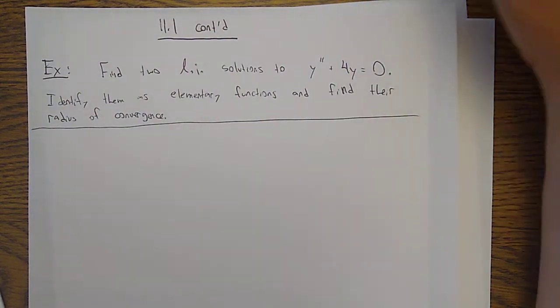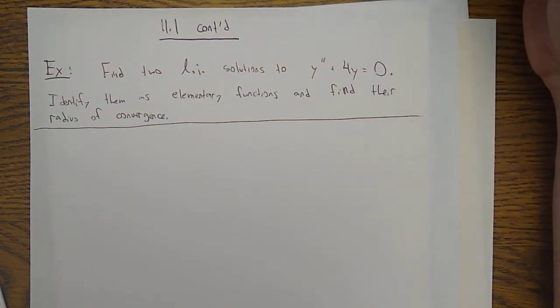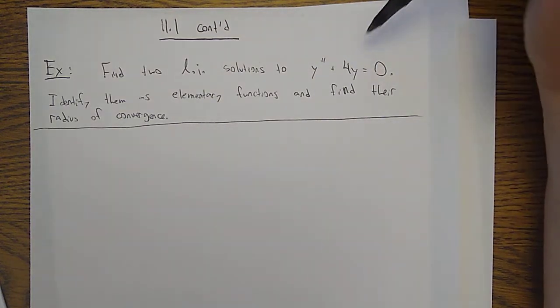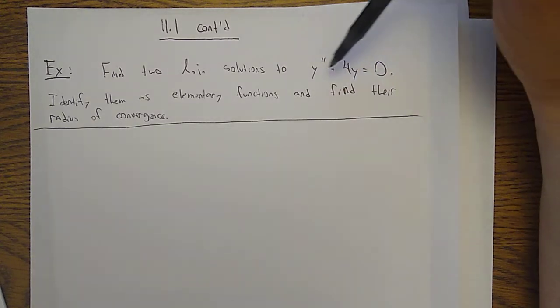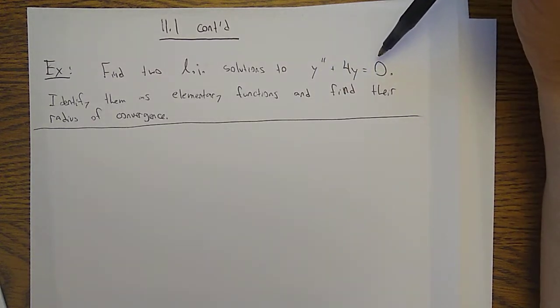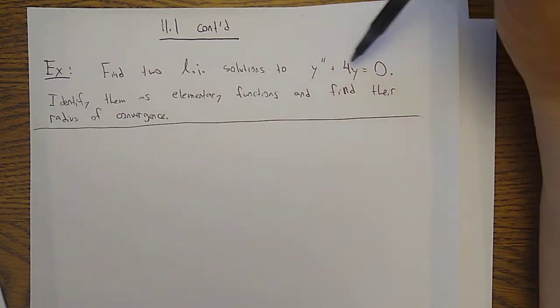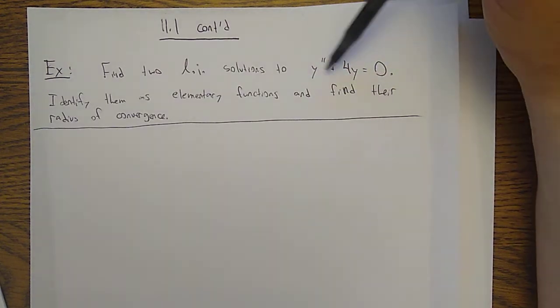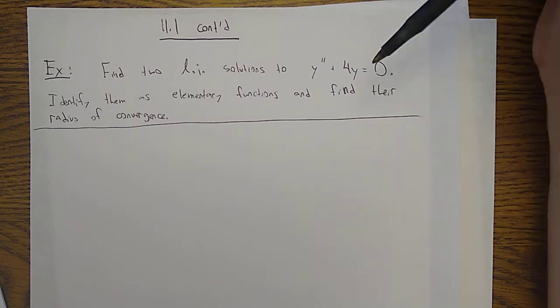Alright, so I'm going to keep it going with 11.1. So let's take a look at a second order differential equation. It's this one, and this is still one that we would know how to solve. Like we would write r squared plus 4 equals 0. But we're going to do this with power series.